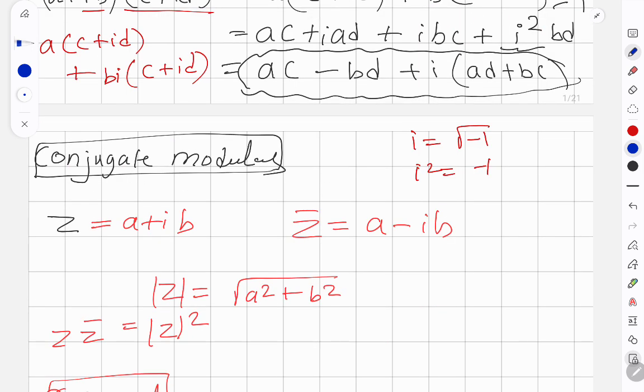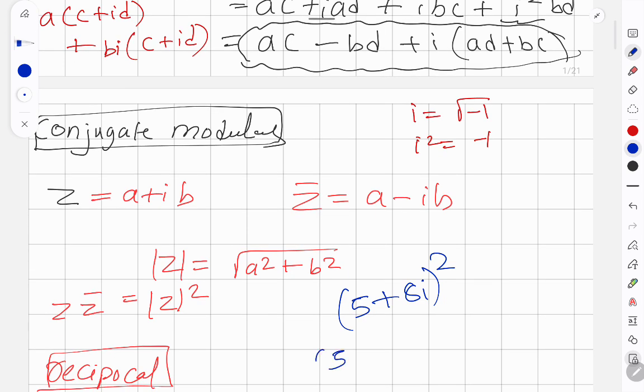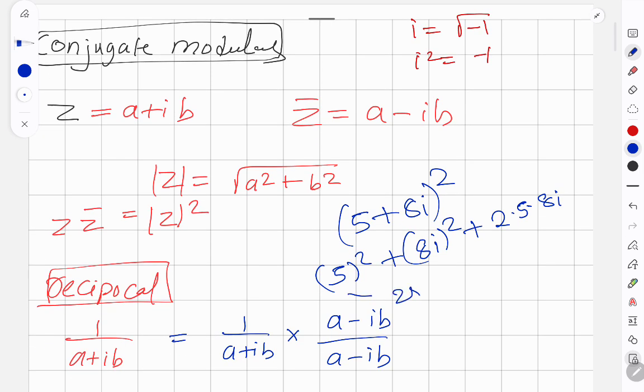Why have I given more importance to this part? For example, if you have 5 plus 8i and you want to take the square of it, it is a square plus b square plus 2ab. So this one will be 25 plus 8 square, 64 i square, then you have 40 into 2, 80i, right?